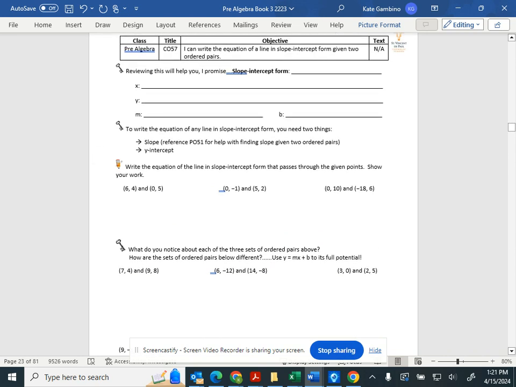CO 57, I can write the equation of a line in slope-intercept form given 2 ordered pairs. This is the one where we're not always given the y-intercept.